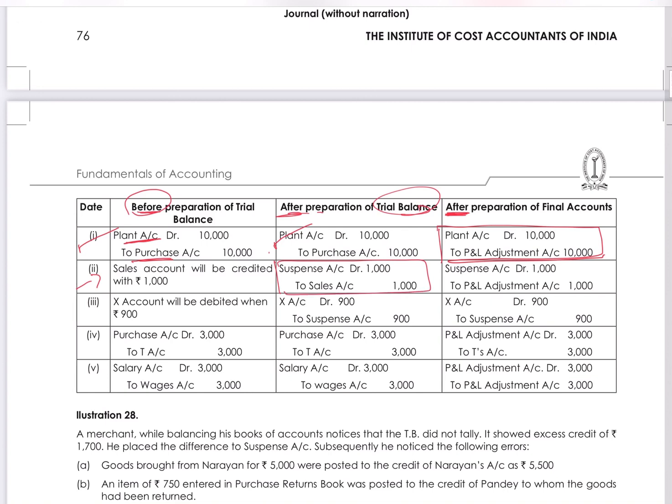And next is after preparation of financial statements. After preparation means, as I said, expense and income have gone to P&L and assets have gone to balance sheet. So see the entry and understand which is an expense and income account. In that place we will put P&L adjustment. Sales is an income account, so we will replace that with P&L adjustment. So our entry will be suspense account debit to P&L adjustment account.